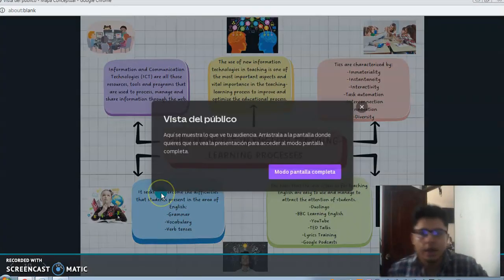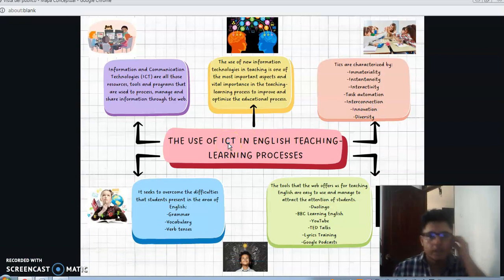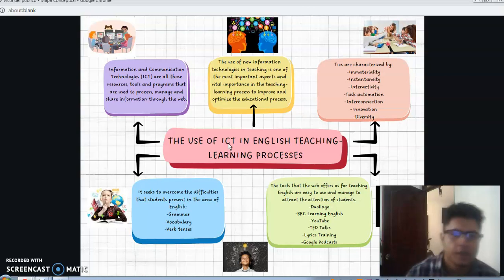ICT means all those resources, tools, and programs that are used to process, manage, and share information through the web, right? The use of new information technologies in teaching is one of the most important aspects, of vital importance in the teaching-learning process, since it improves and optimizes the educational process, right?